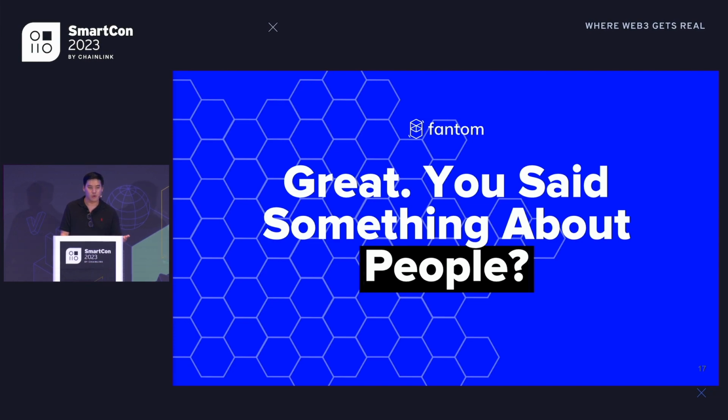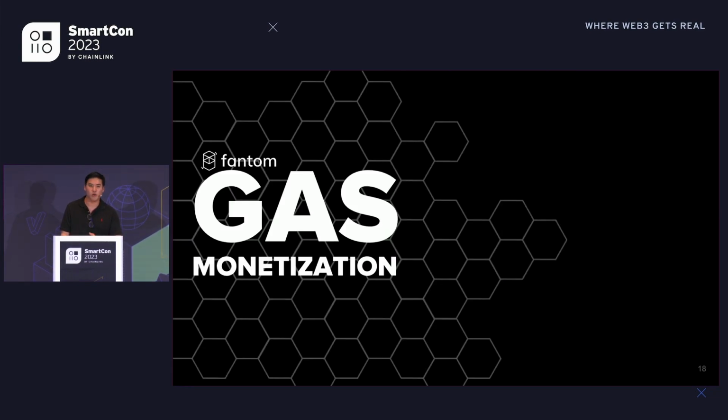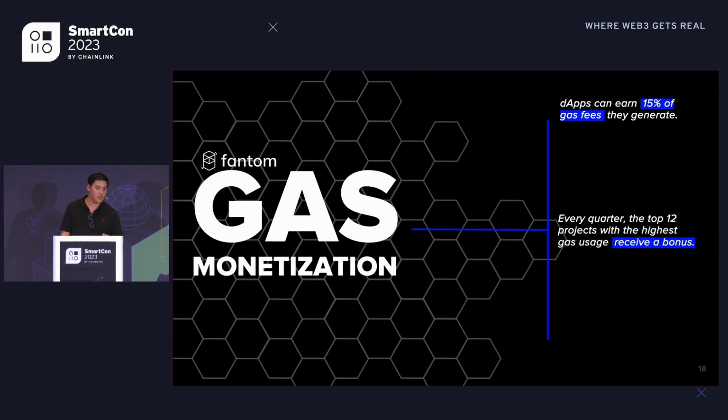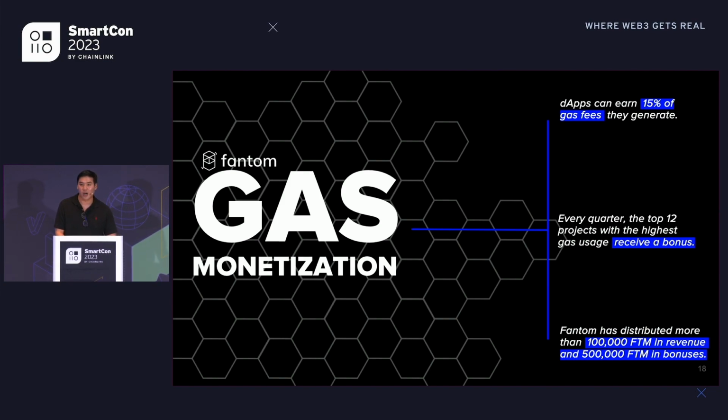But I also talked about the builders, right? So how are we helping out builders on the network? Well, one program is called gas monetization. So basically, dApps get an extra 15% of the transaction fees on the network. It means that every quarter, the top 12 projects that compete with one another with the highest gas usage receive a bonus on the network, right? And so far, we've been able to pay out over 100,000 FTM, combined with 500,000 FTM in the bonus round, so over 600,000 FTM, and the number keeps climbing overall. So for the next round, I think it will even be a decent amount higher than that.